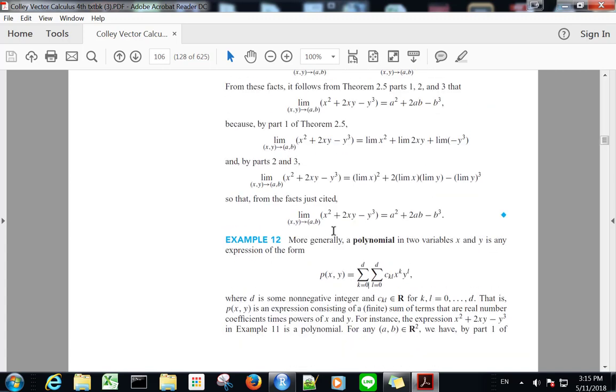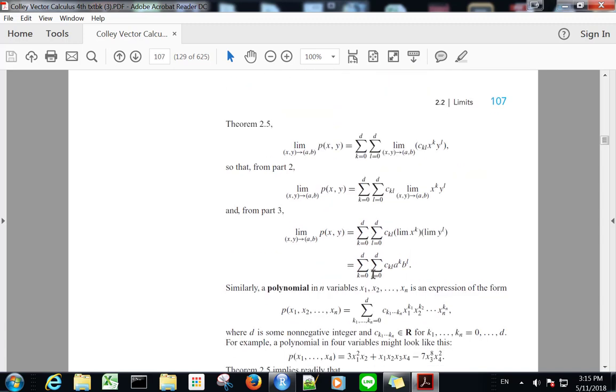Okay. So we can show, and they're going to show in this example, that to find the limit of a polynomial of two variables, generally speaking, you can just put the limit inside. They explain how they're using the different parts of the theorem to do this.